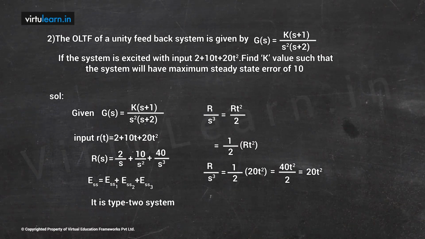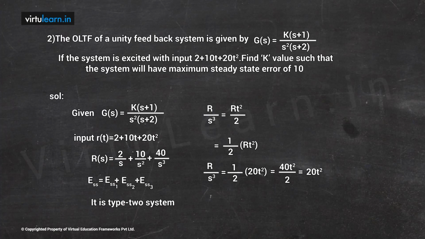You know the input, there are three inputs available. For each input, I will find the steady state error and equate it to 10, then I can find out the K value. Now, the input r(t) is given as 2 + 10t + 20t². When you take the Laplace transform of that, R(s) is going to be 2/s + 10/s² + 40/s³. So these are step, ramp and parabolic. Whenever you have a step, we can find out ESS1.